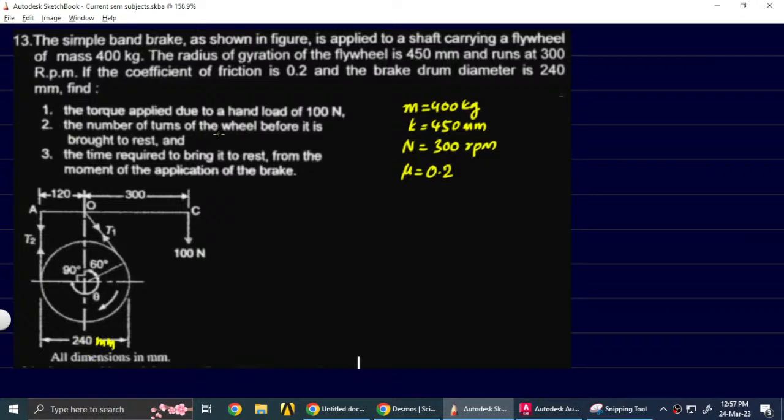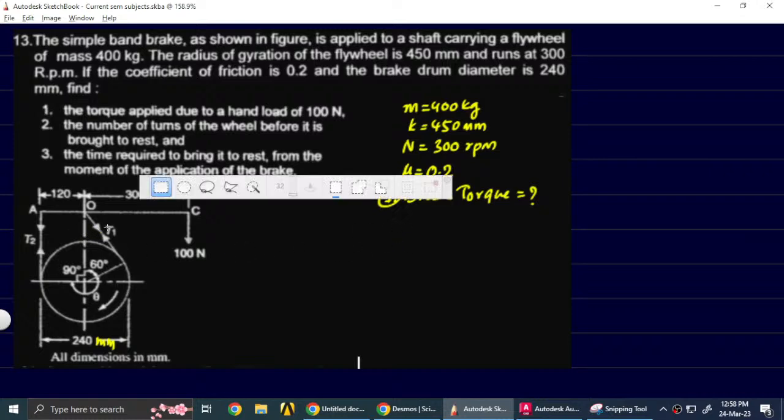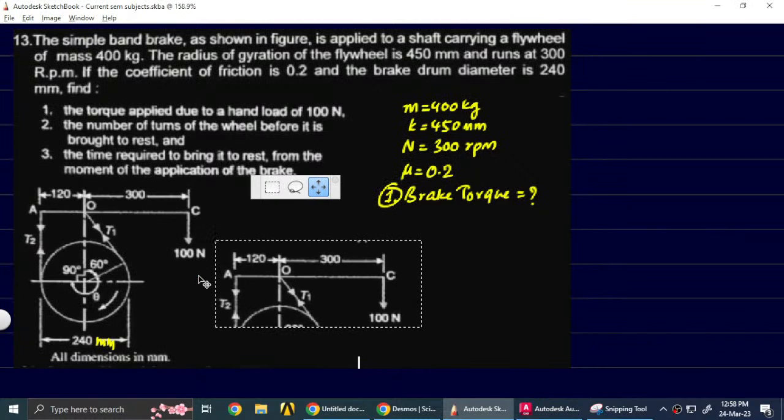We have to find the torque required due to a hand load of 100 newtons. So when 100 newtons of force is applied, what is the brake torque? So brake torque is what we need to find first. And yeah, so let's go ahead and do this first. In order to solve this, first we'll have to take the free body diagram of this particular object. So let's take a free body diagram of this.